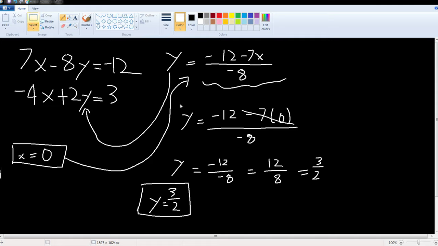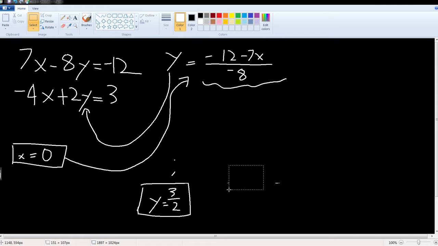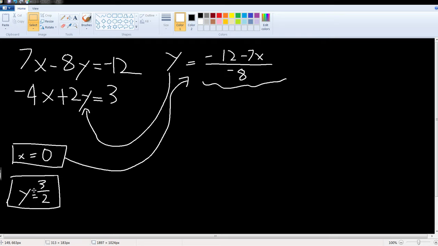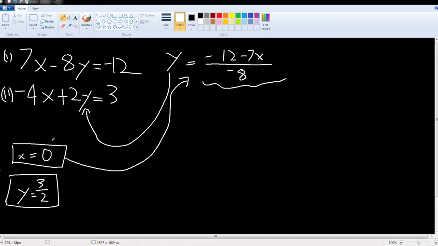So once again, it's important that we check our work, right? Checking our work is extremely important. So at x equals 0, y equals 3 over 2, we should plug it back into these two equations. This is 1, this is 2. We should plug these back into the equation and see if they are actually equal to each other on the left and right side. So let's do that.